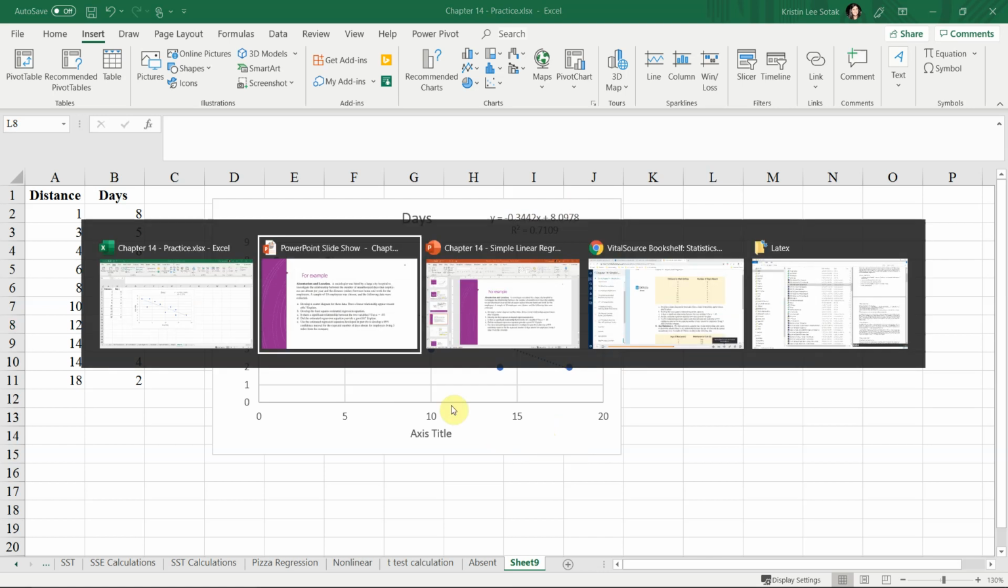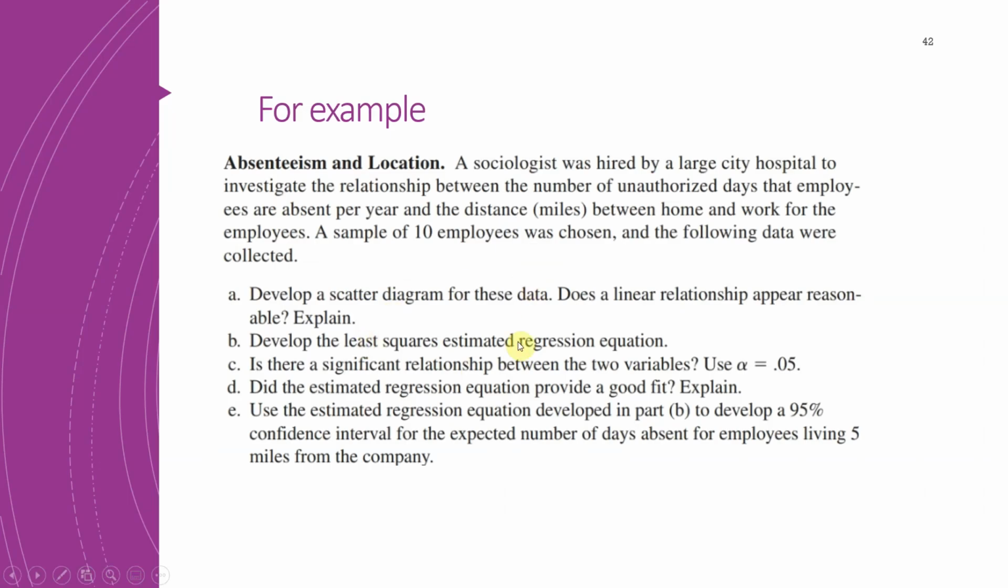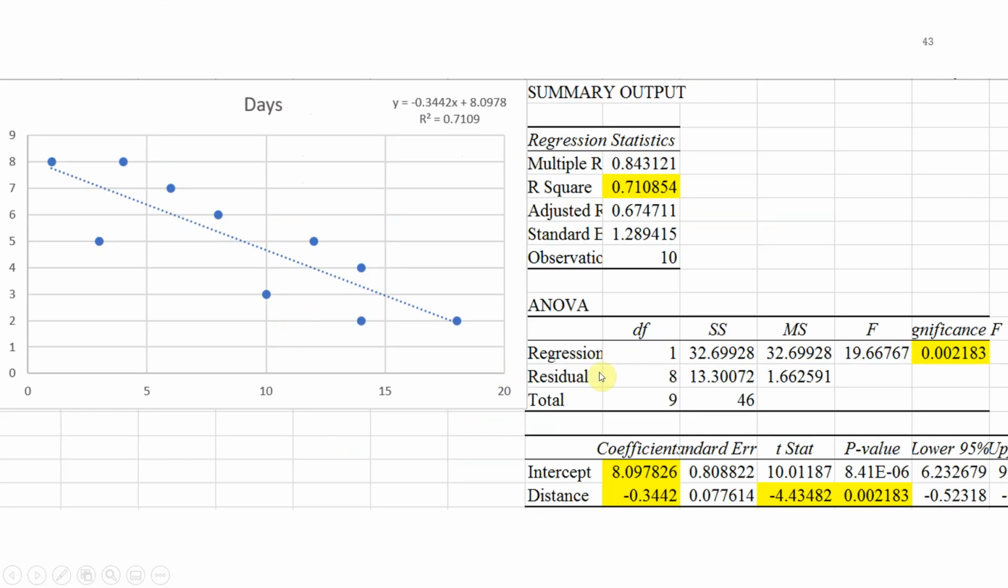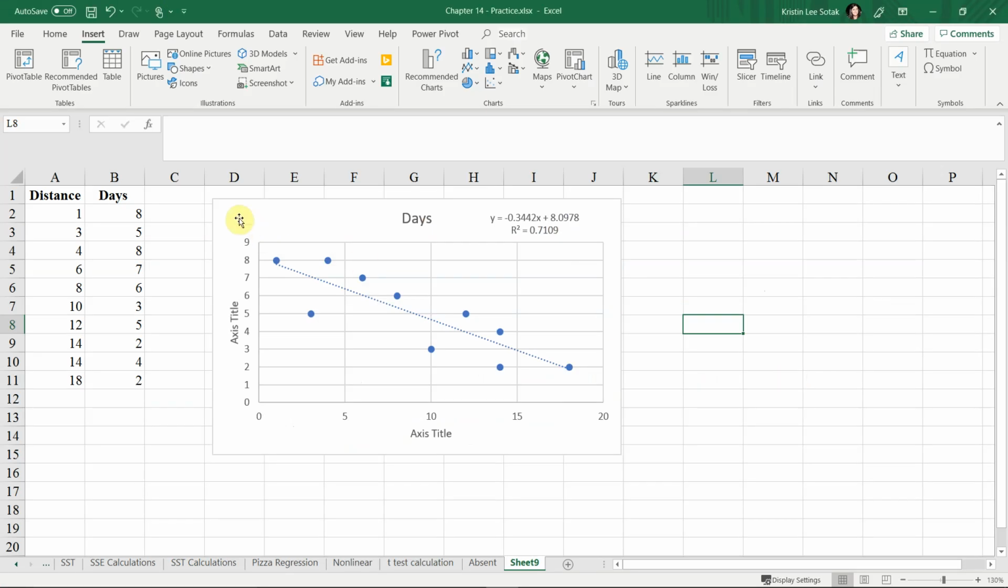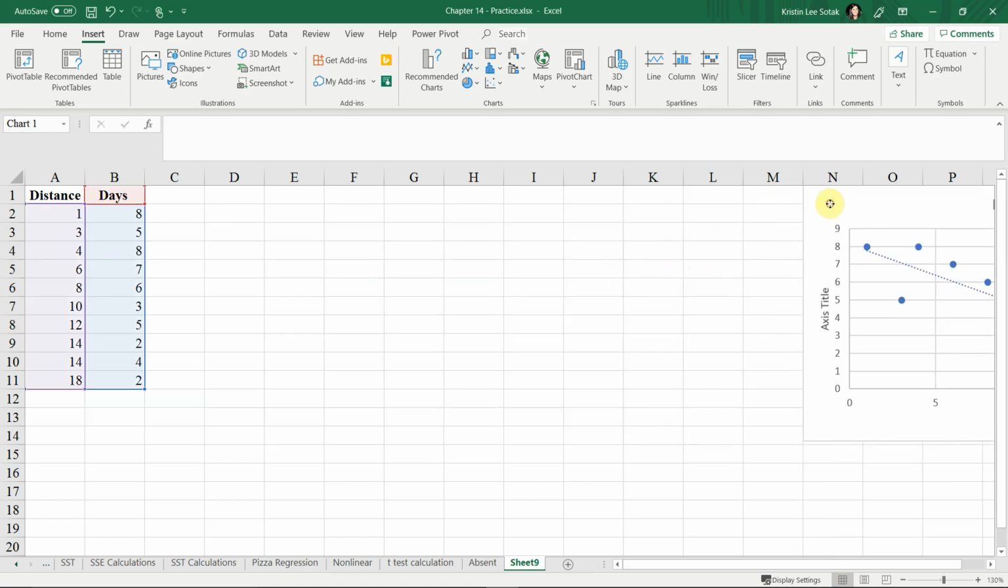Okay, so what's next? What else do we have to do here? Develop the least squares estimated regression equation. Well, we actually just did that. Is there a significant relationship between the two variables? So we have to test this. We want to actually do our regression. So let's do that now.